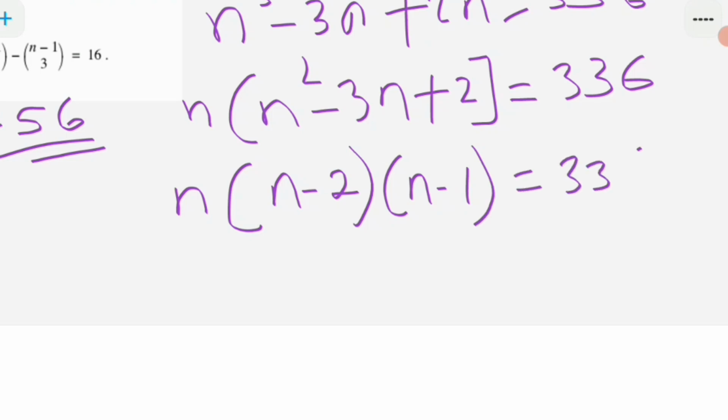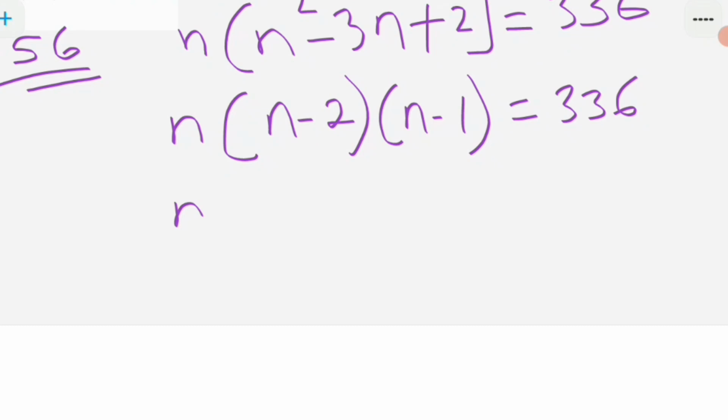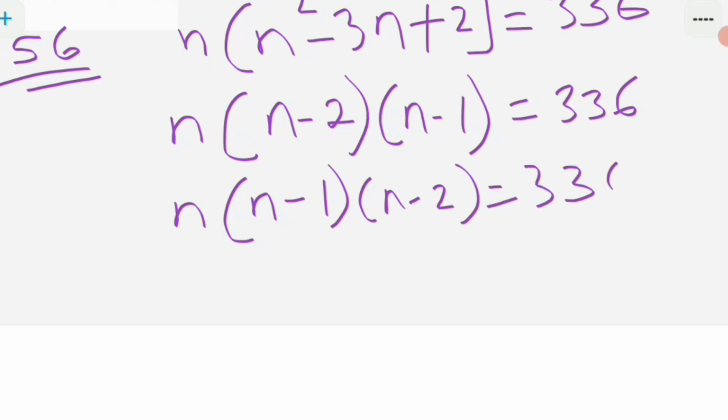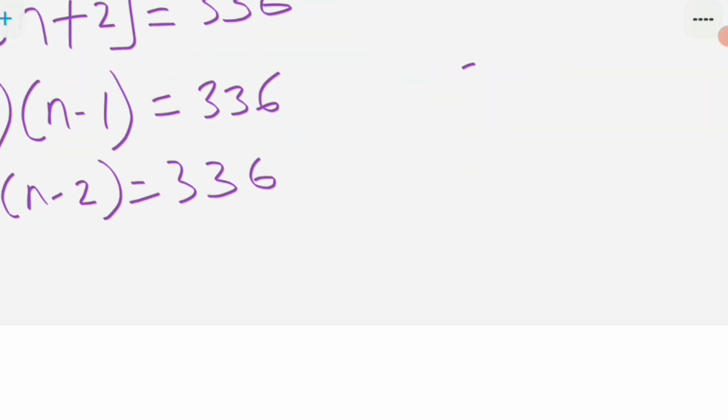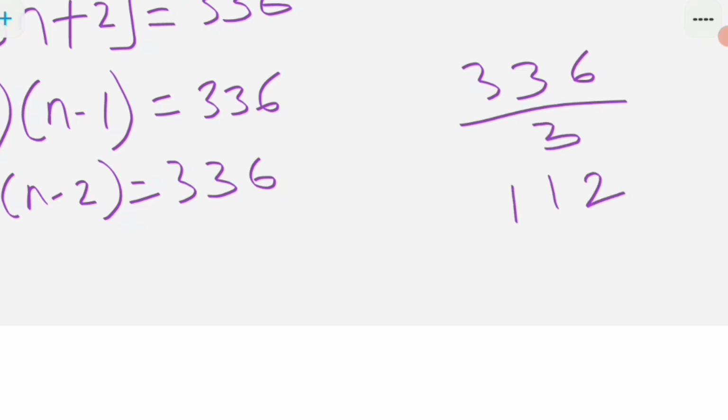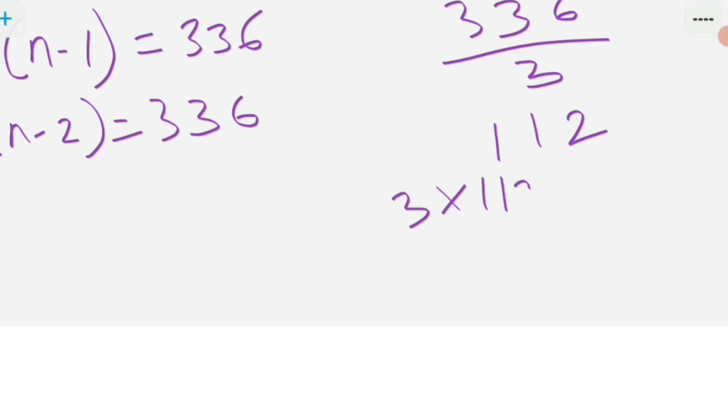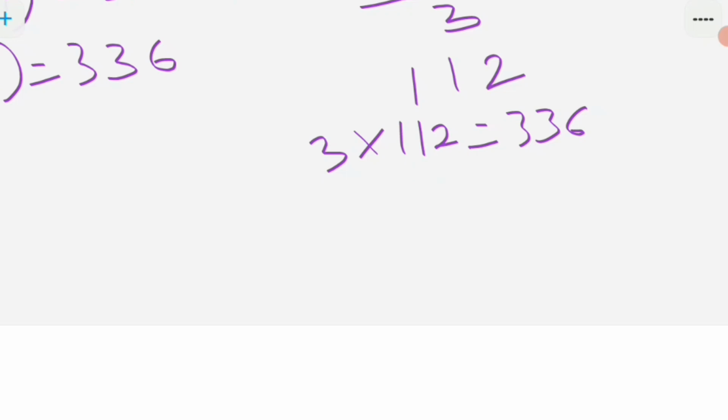Everything gives you 336. So let me just rearrange this part and bring this one forward here: n, n minus 1, n minus 2. In this part it is already easy. Just break 336 down. Let's look at what we can multiply that can give us 336. So 336, if you divide that by 3, you're going to get 112. So that means that 3 times 112 will give us 336. But this 112 can also be broken down. 112 divided by 2 is 56, right? So that means 56 times 2.